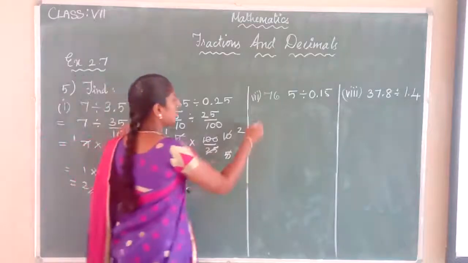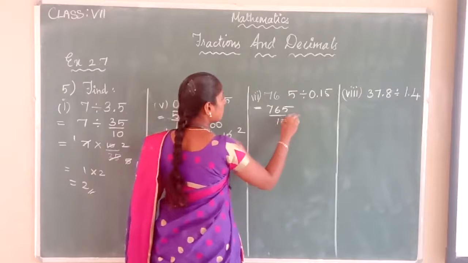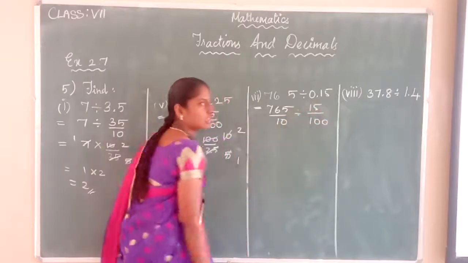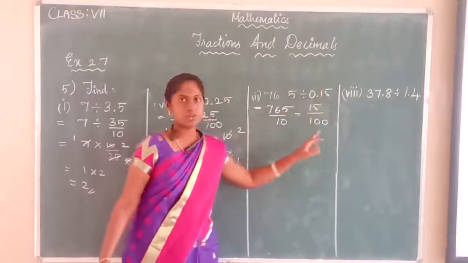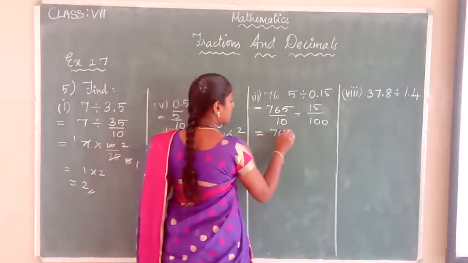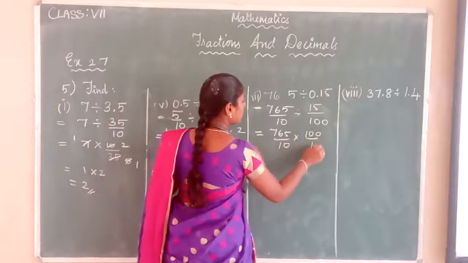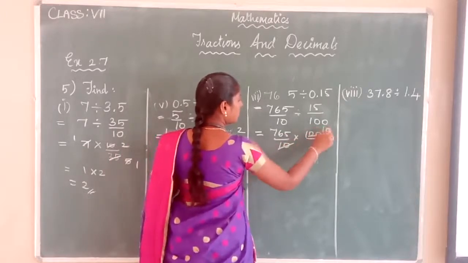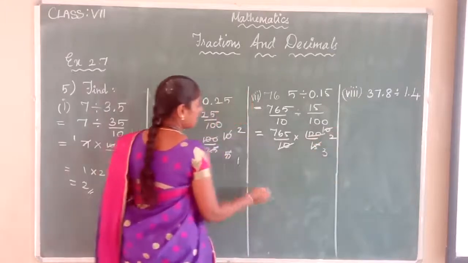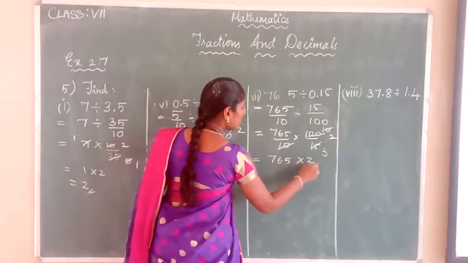Is it clear? So coming to the next one, this can be written as 765 divided by 10 divided by 15 by 100. Is it clear? Here we have two digits after the decimal point, so I am dividing it with 100. So you can write this as 765 by 10 into 100 by 15. So again cancel, 100 becomes 10. Cancel this in 5 table. 5 3s are 15. 5 2s are 10. So what is remaining? 765 into 2 by 3 is remaining.